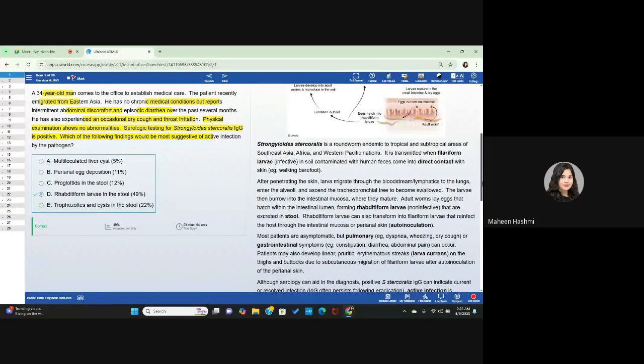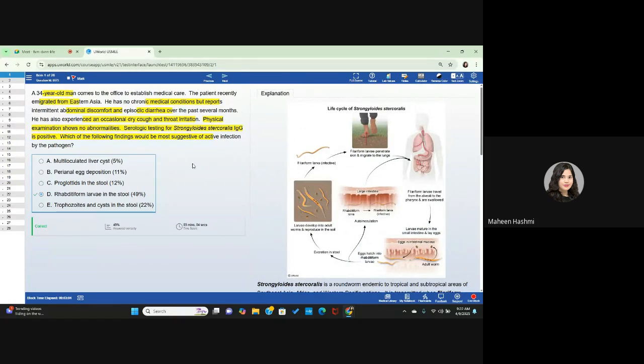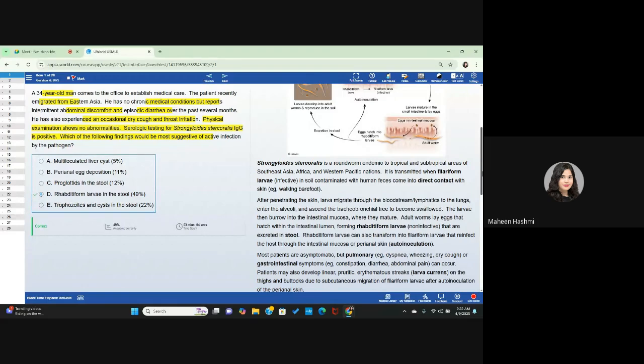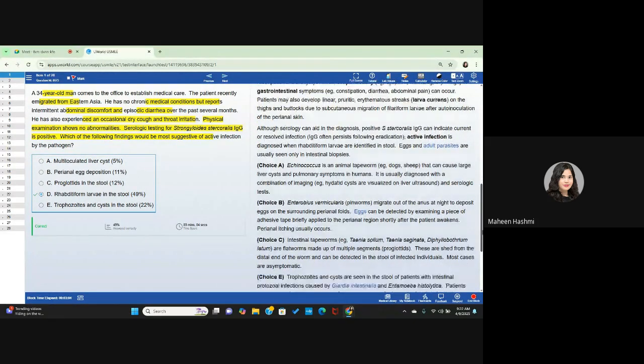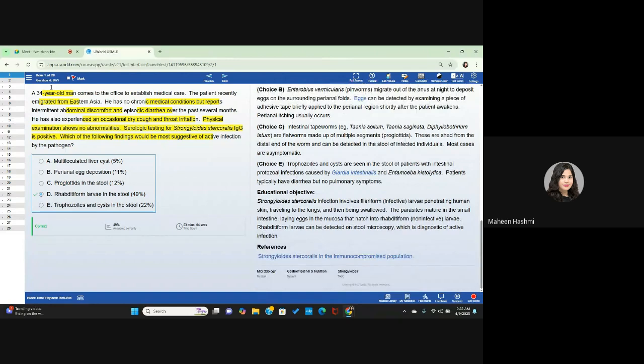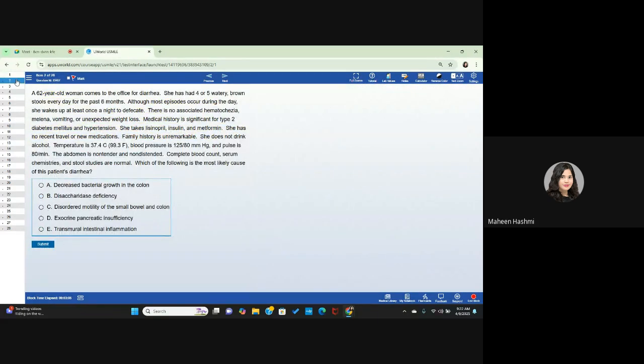Again, on the CBC, what will be increased? Eosinophils? Very good. Whenever you have a helminth infection, remember that you will see an increase in eosinophils. So you will also have that. All right. Then we go to the next question.